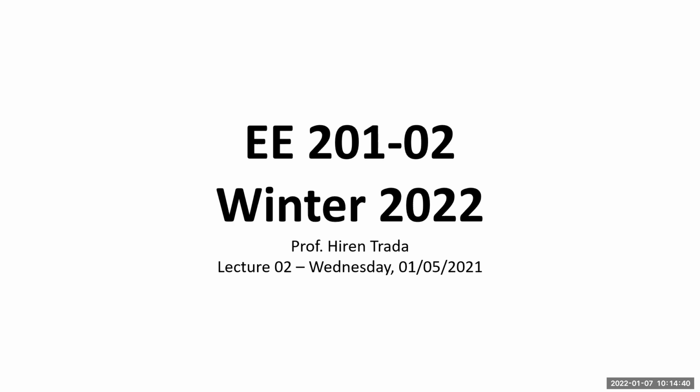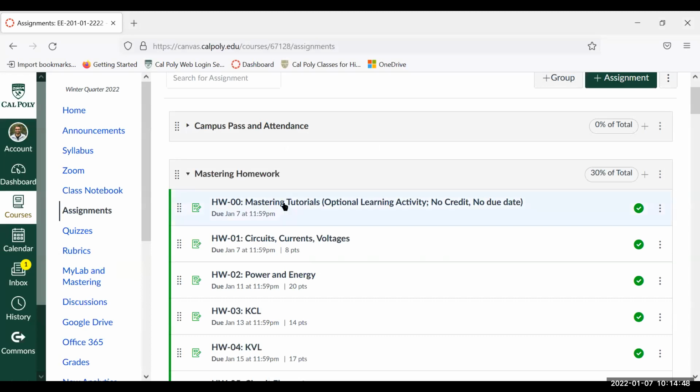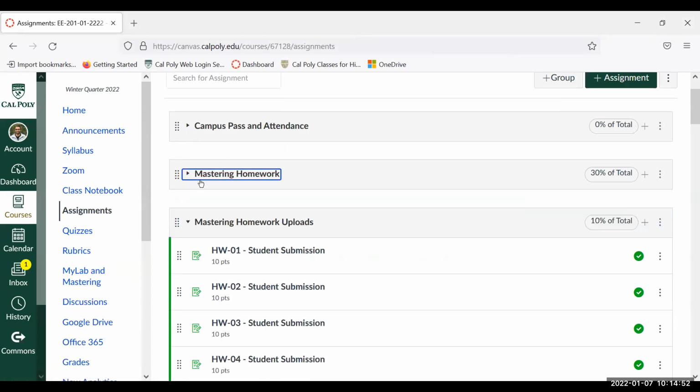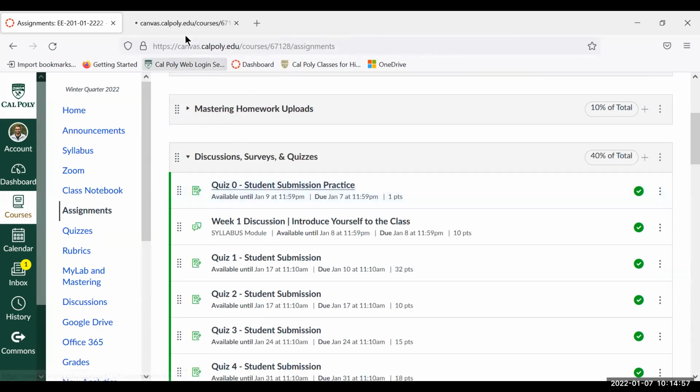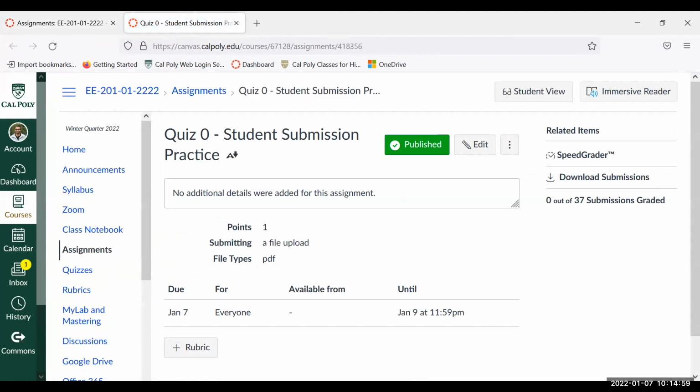Let's check and see. Assignments. So this is where you're submitting it. Quiz 0, student submission practice. That is where you're uploading this assignment.